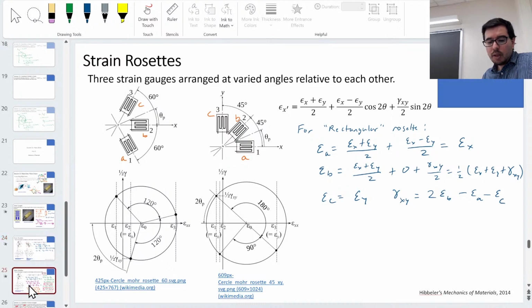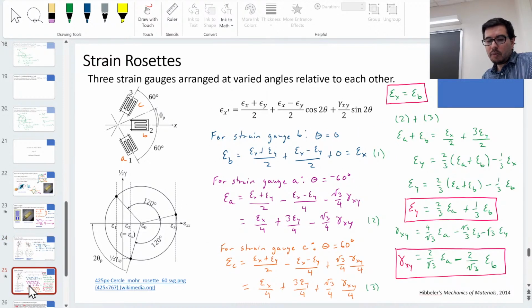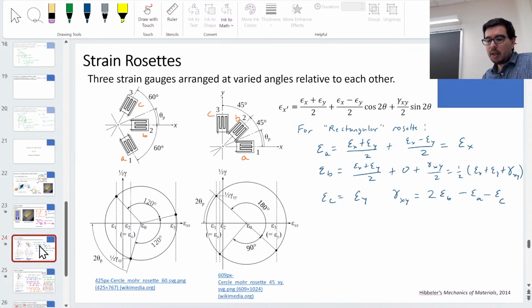And so there are derivations for these different situations. These are strain gauges 60 degrees apart from each other, and then this is rectangular. These are 45 degrees, and it's much simpler if they're 45 degrees apart.